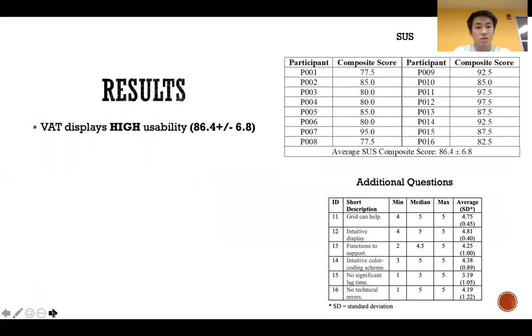For this study, the results showed that the VAT has high usability, with an average of 86.4 and a standard deviation of 6.8. The average for each participant is listed on the right. For the additional questions, the averages for each question also indicated that the system had high usability.